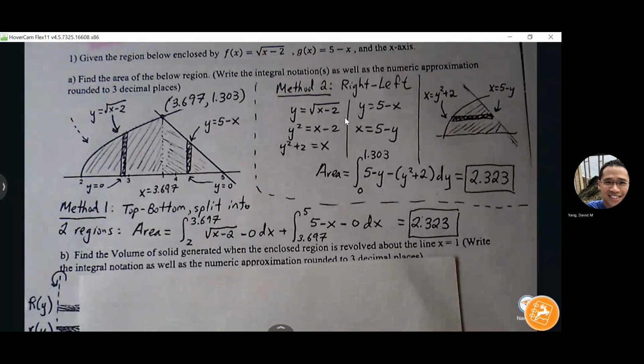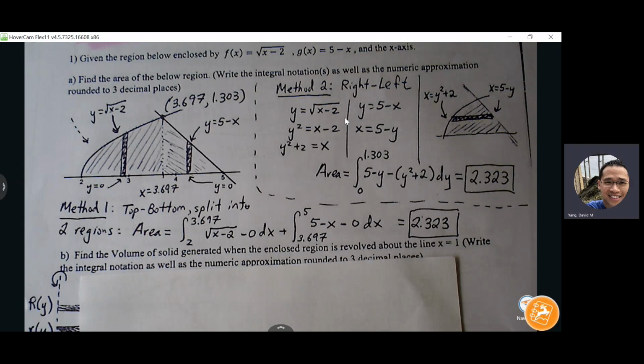You get the same area, same region. So despite choosing two different methods, we should get the same answer. Okay, questions? All right, go ahead and read part B.